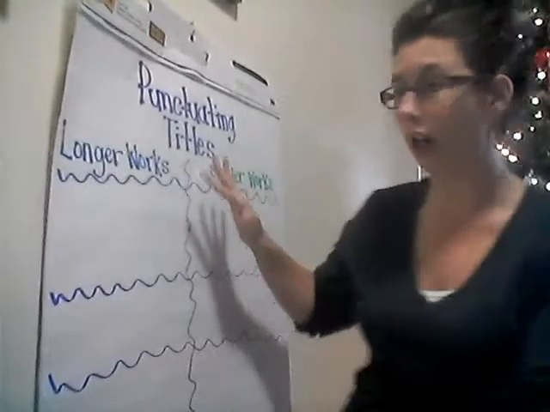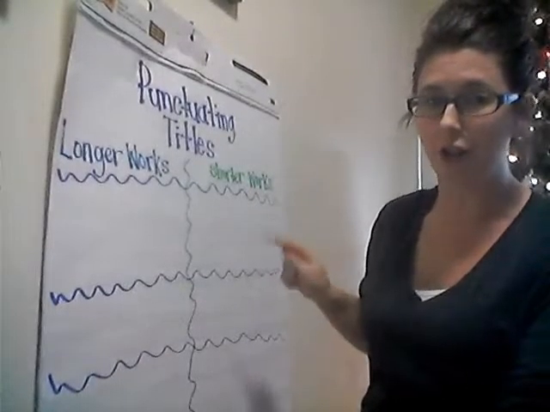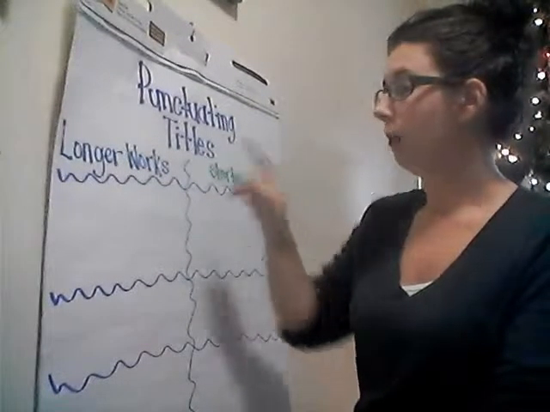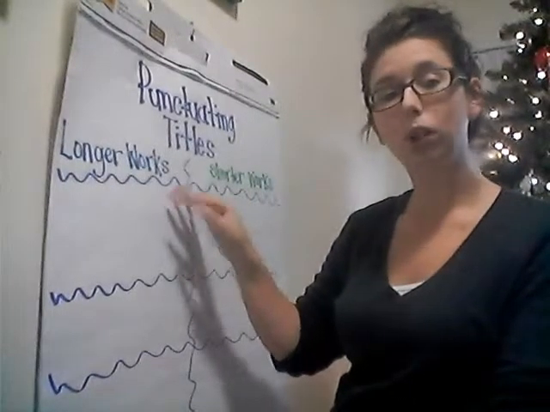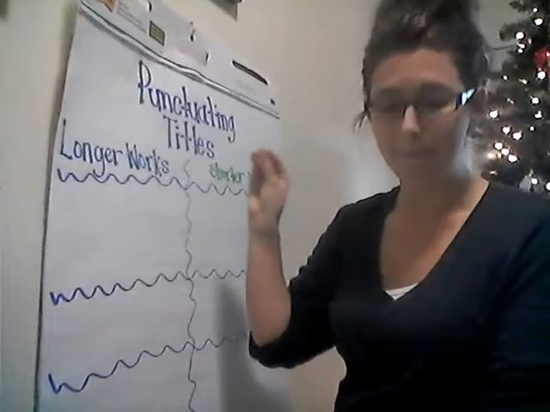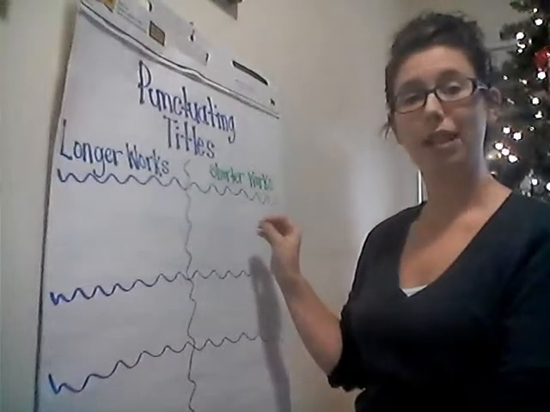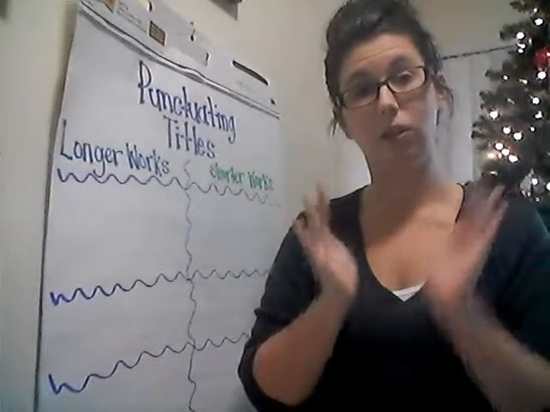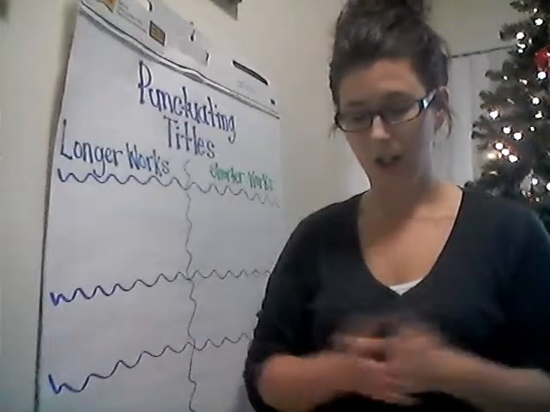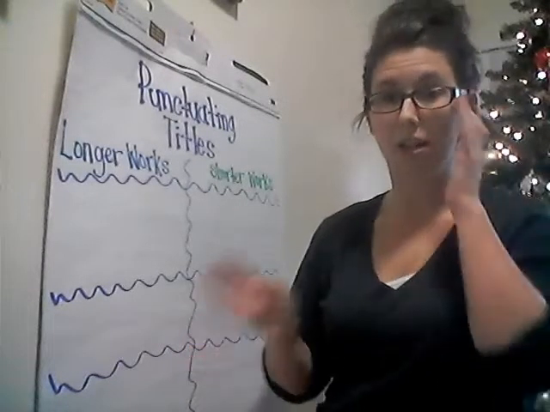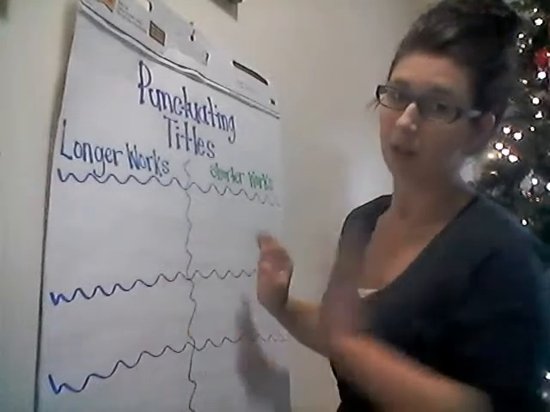So first, we're starting off with punctuating titles. If you can't see this, I should have the chart posted in the classroom. Longer works versus shorter works. Longer works are books, magazines, newspapers, whereas shorter works, that would be something obviously that takes a shorter amount of time, such as a song, perhaps a chapter, poems perhaps. Don't worry if you didn't catch all of that. We'll write it down here.